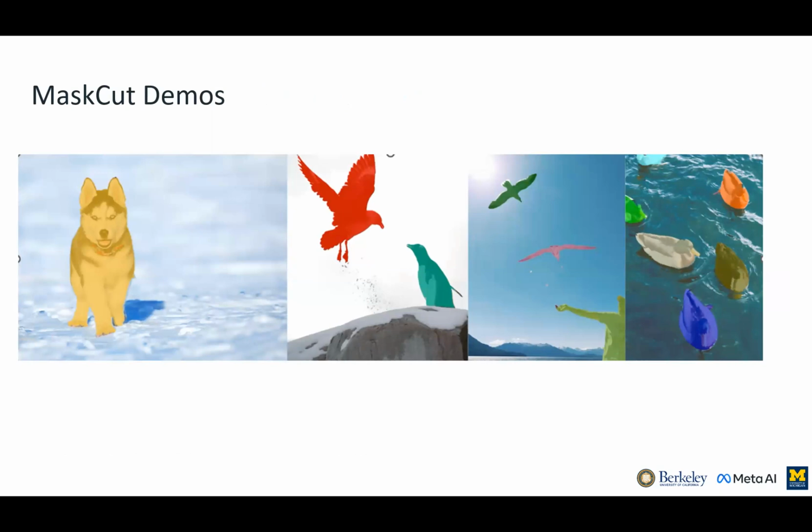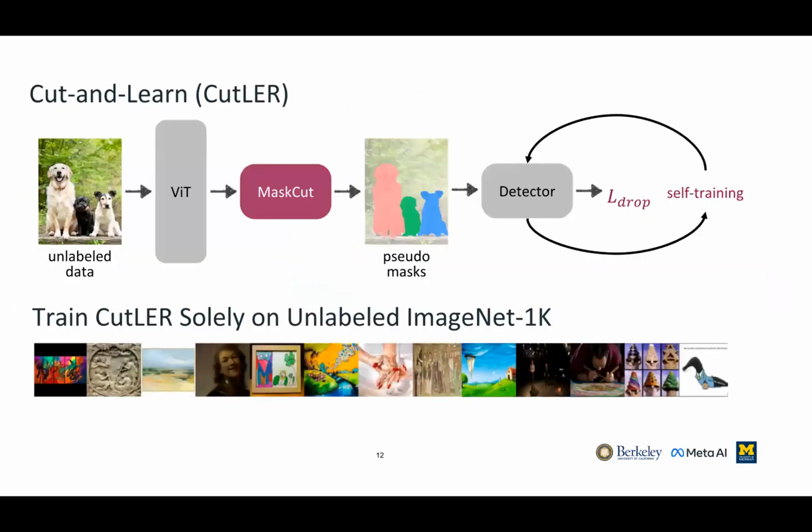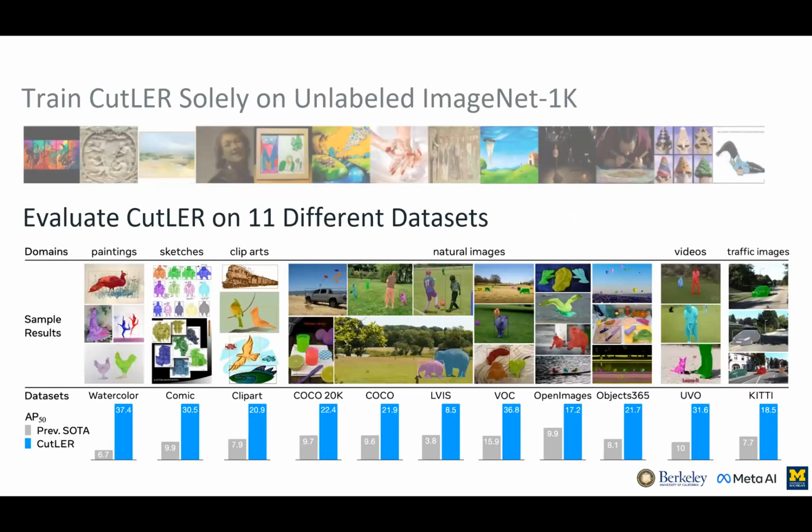So this is all completely unsupervised. There were no labels used to create these masks. These are found by the MaskCut method and then used to train the CutLER method, which can then be used very efficiently to infer masks on large datasets. So we train CutLER solely on unlabeled image data, and then we can evaluate it, or they can evaluate it on 11 different datasets, ranging from paintings to videos and traffic images.